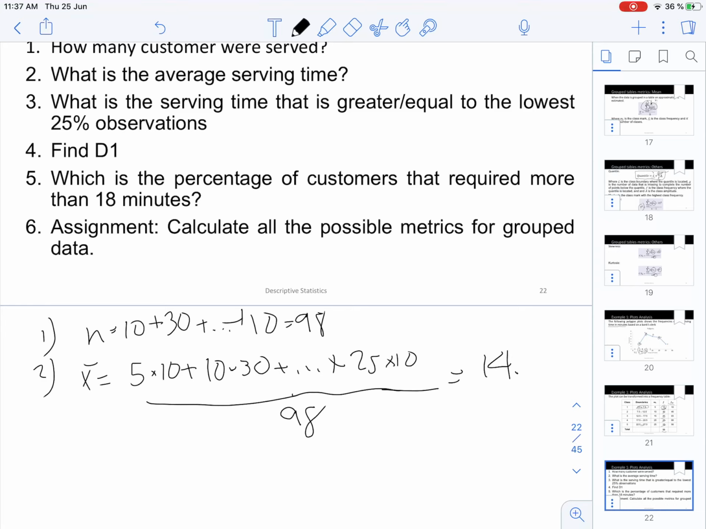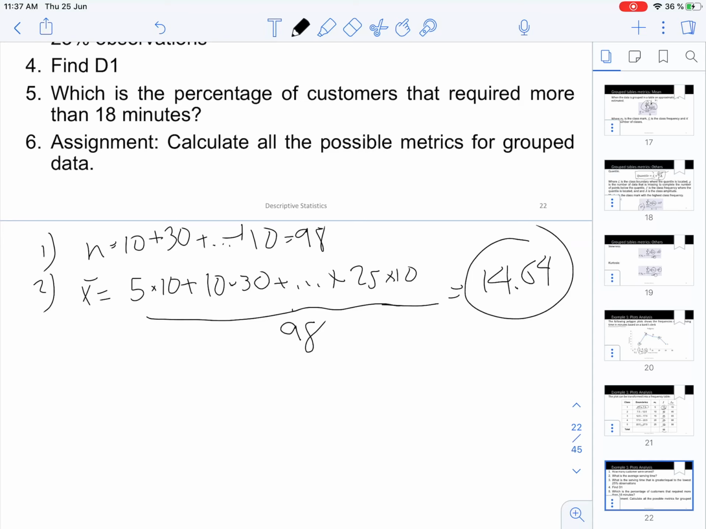This is not an exact value, it's an approximation, because we're using the class mark, right? But that's the best guess that we can make given that table. If we are provided the original data set, then of course you will find the exact value of the sample mean. All right, so we know that on average the serving time was 14.64. Let's check the next question.